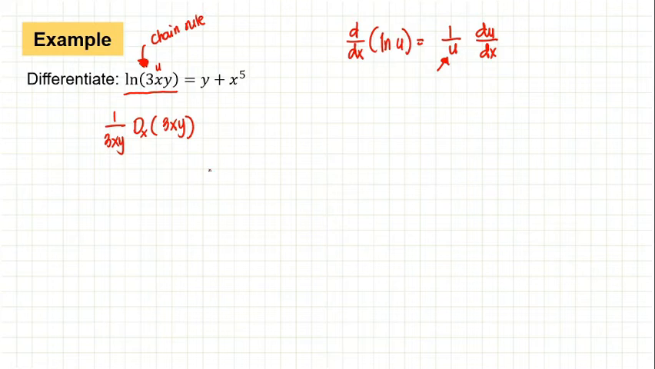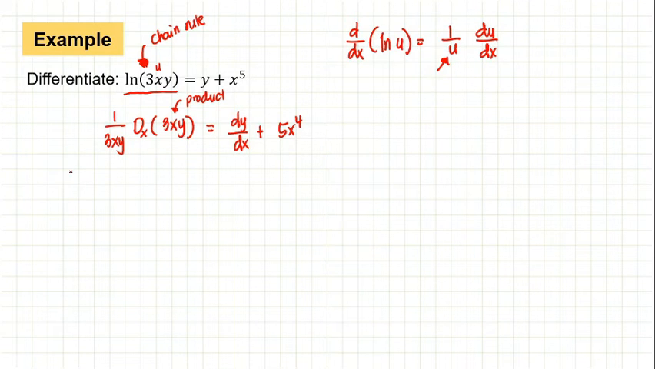Equal to the derivative of y, implicit differentiation, that is dy over dx, right? Plus the derivative of x to the power of 5 will be 5x to the power of 4. Then, here we will apply the product rule. Okay? So, product rule with implicit differentiation because y is involved.